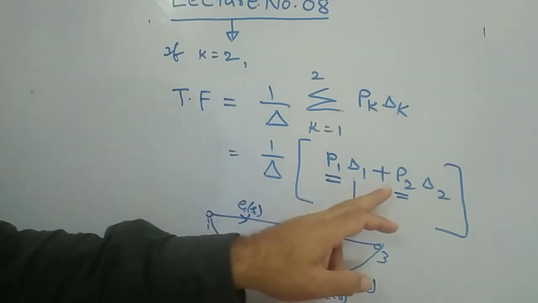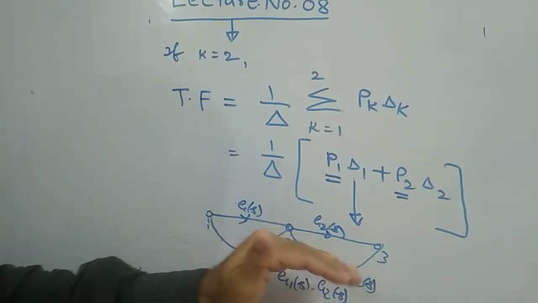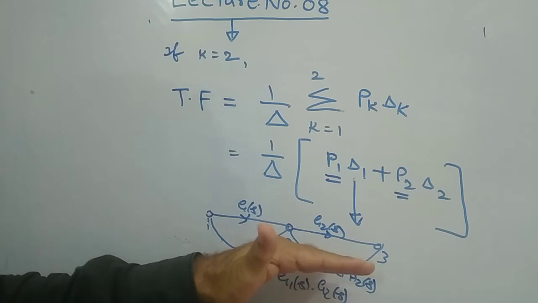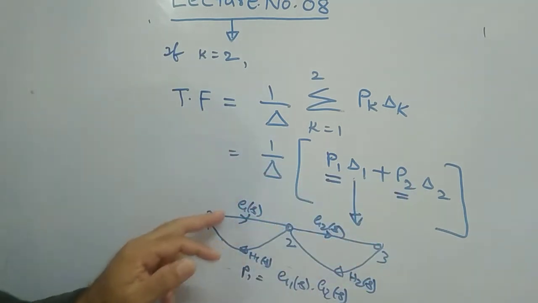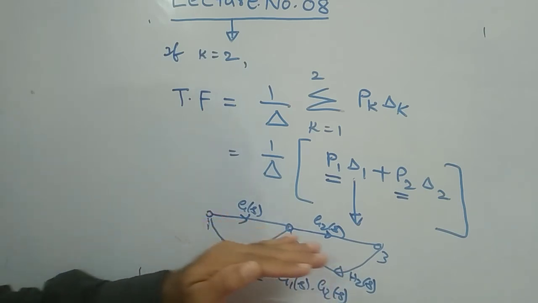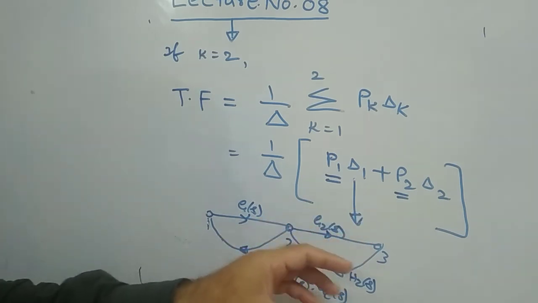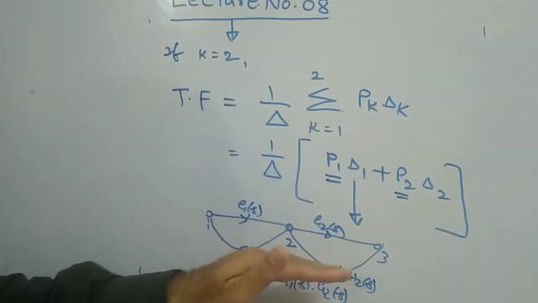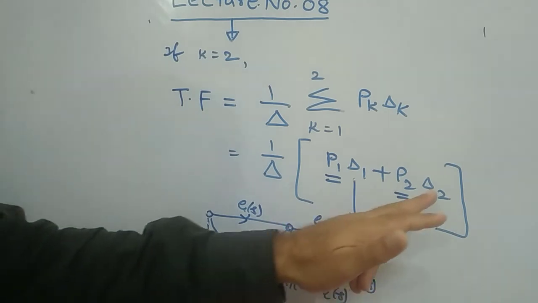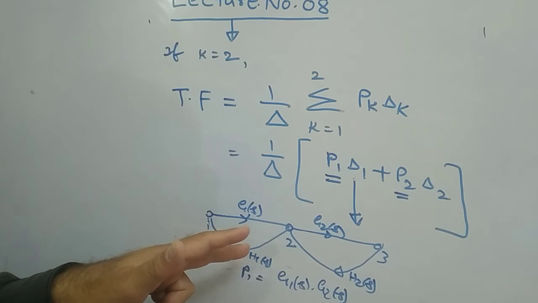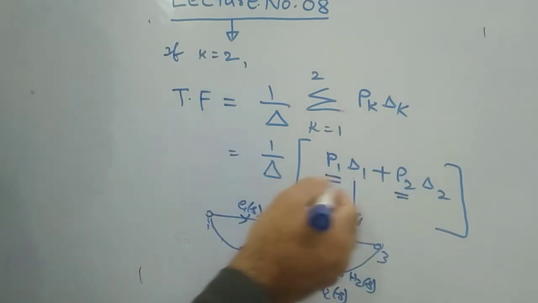Similarly, P2. Say for example, you have another forward path P2. Then for that, you have to consider P2 only. Forget about P1. Only P2, the second forward path. If there is any closed loop in the given signal flow graph touching that forward path 2, then in that case, delta 2 value becomes 1. You will understand this while solving the problem. Okay, this is the meaning.